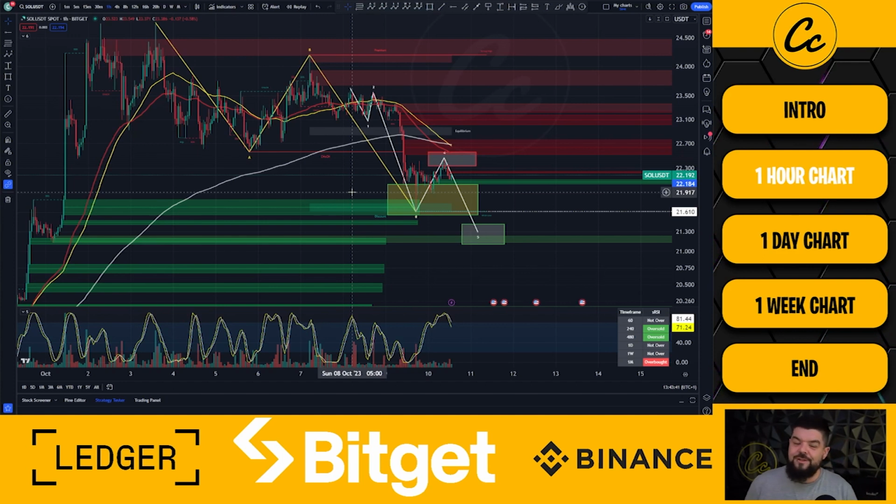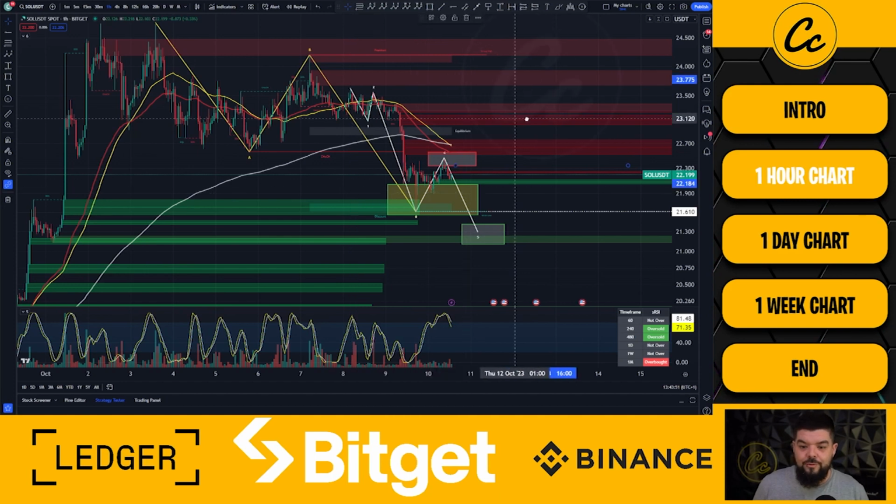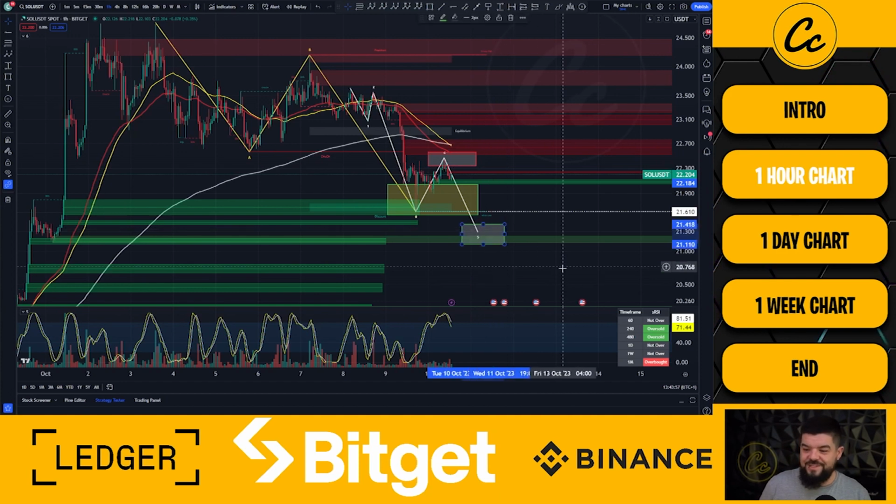Let us know in the comments down below, guys, what you think is going on for the month of October, whether it's going to be red or green, and also what you think of the 1 hour TA we have just carried out here on Solana, all my thoughts and my opinions on them. So overall, we're looking for a push to a drop to the downside here between $21.41 and $21.11.